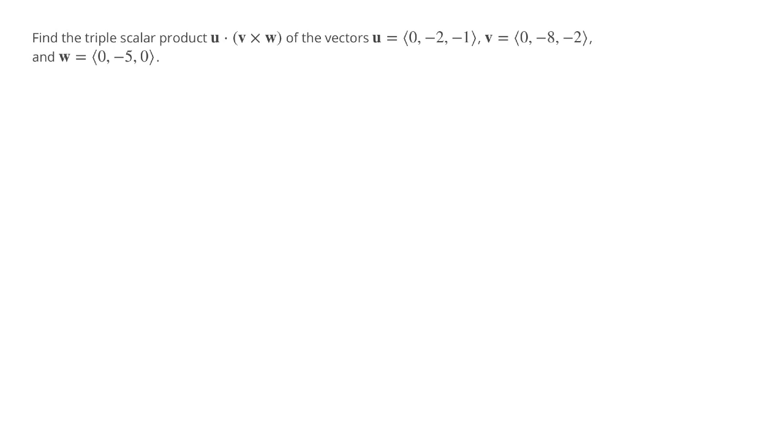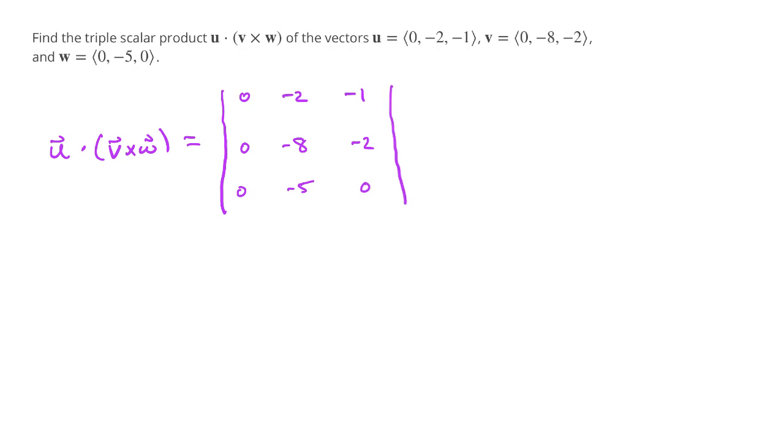So what we're asked to do in this problem is to compute the scalar triple product of u dotted with v cross w. And in order to do that, we're really just doing a 3x3 determinant. So if we wanted to do u dotted with our v cross w, that really just amounts to our vector u going across the top: 0, -2, and -1. Then our vector v on the second row: 0, -8, -2. And then finally w on our third row: 0, -5, 0.